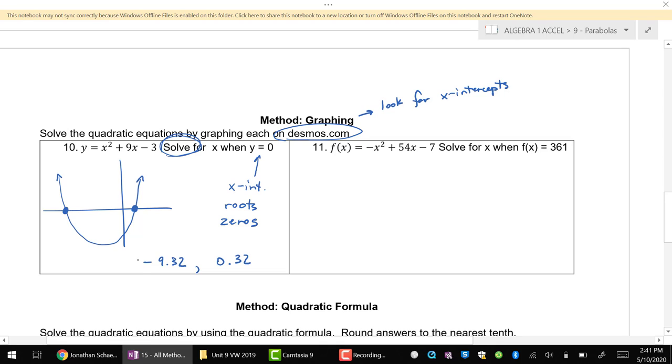And then don't write those in parentheses. It's not an ordered pair. It's not an x comma y value here. Those are both x coordinates or x values. So x equals those numbers.